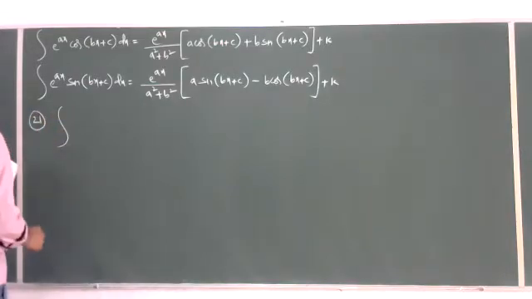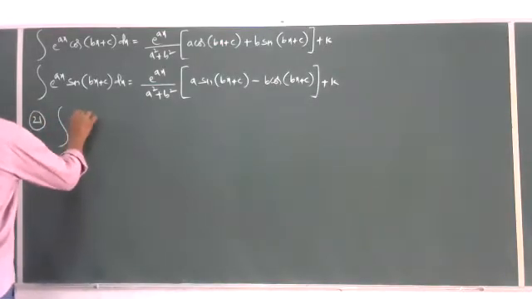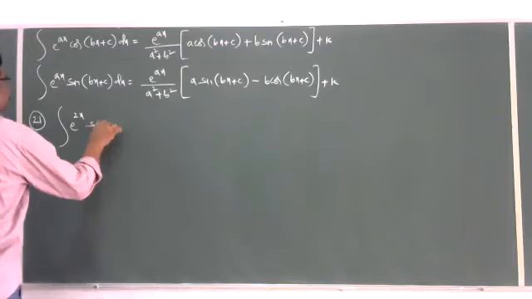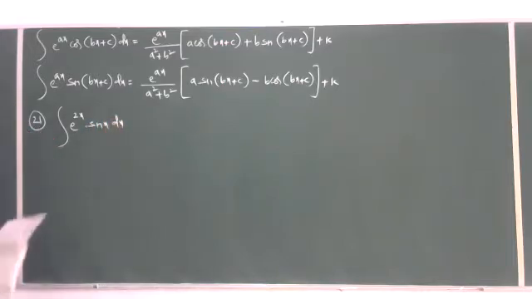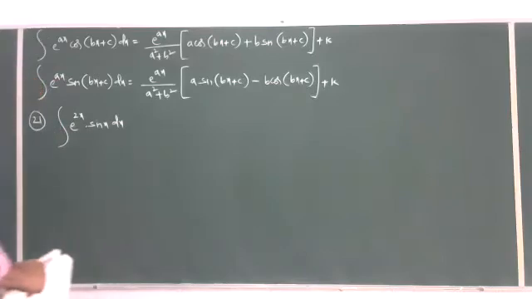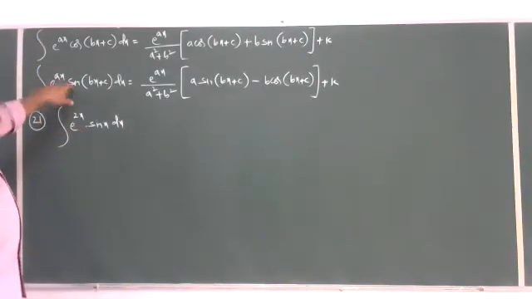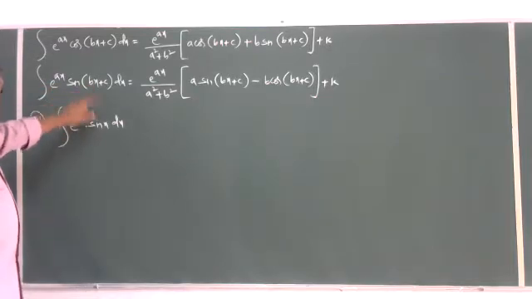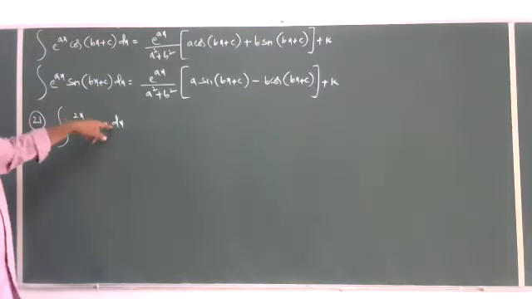That is integral e power 2x into sin x dx. Here you have to compare this problem with the formula. Here what is a? 2. What is b? Bx. b is 1, but c is 0. b is 1, c is 0.